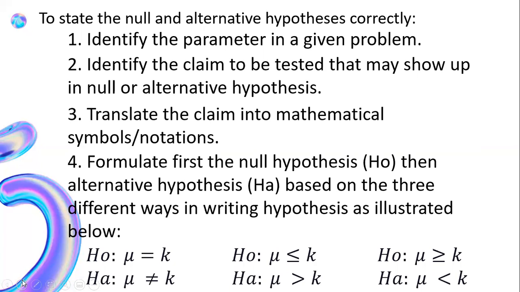So then you may now formulate your null hypothesis and alternative hypothesis. In stating that, this is one way. When you use the word not equal to, or this symbol, this is an example of a two-tailed test, while this one using the greater than or less than symbol is an example of a one-tailed test.